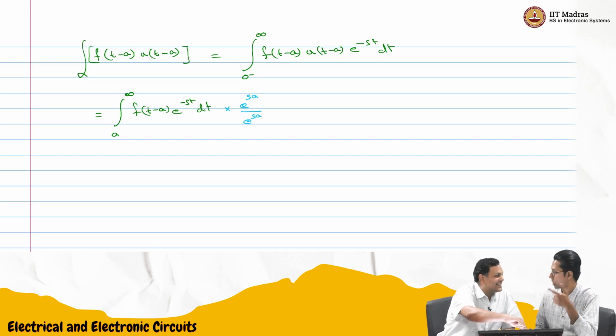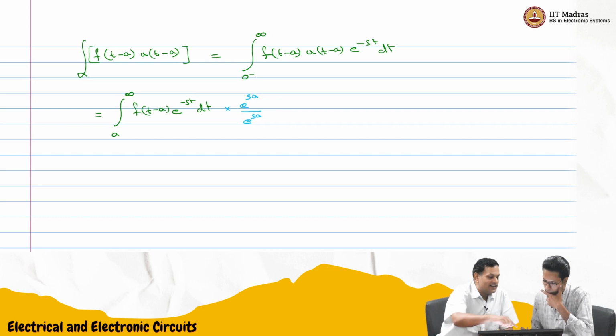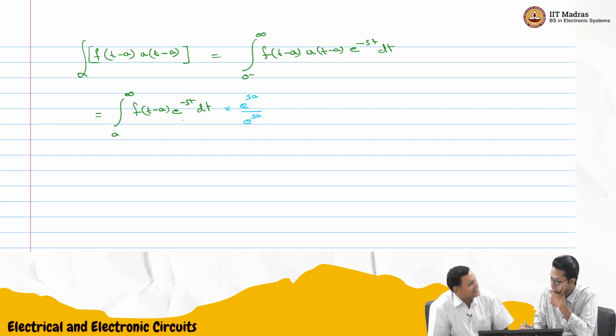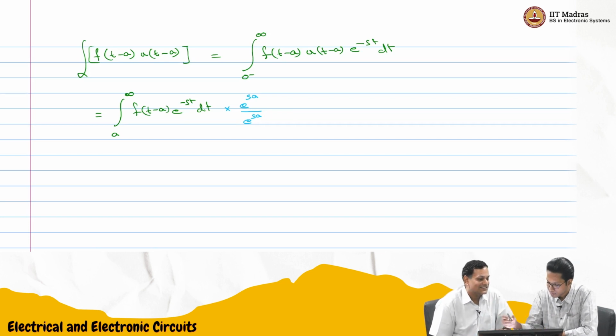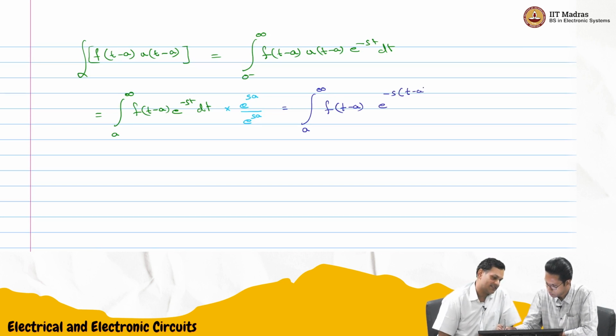Because I cannot just multiply, I have to divide also. And this e power minus, that's to get t minus a. Right. You pointed out that you wanted t minus a. So let's get that. That means the integral from a to infinity of f of t minus a, e power minus s into t minus a, dt.